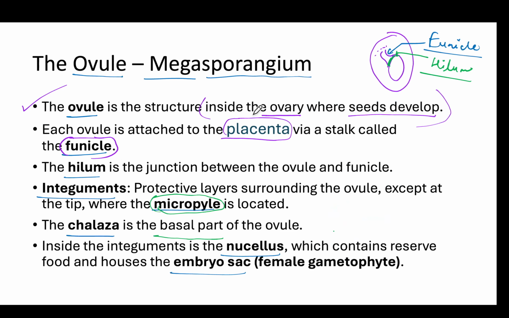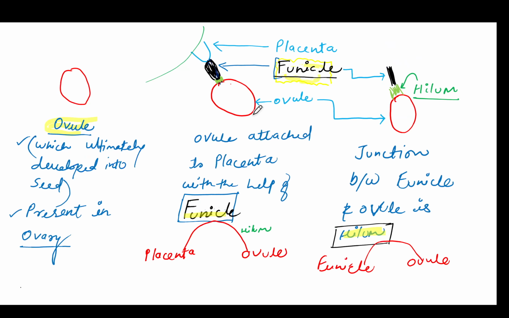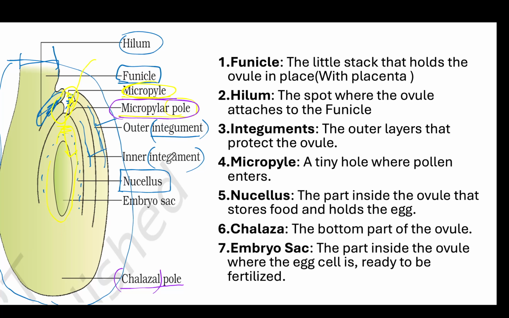Clear? Now next, we learned what is present inside the ovary. Inside the ovary, the ovule is present. The part of the ovule which connects to the placenta is the funicle, and the funicle connects to the ovule at a junction we call the hilum. The covering of the ovule is known as the integument, outer integument and inner integument. The part responsible for nutrition is the nucellus. The opening where there is no integument is the micropyle, and the opposite pole is known as the chalazial pole.